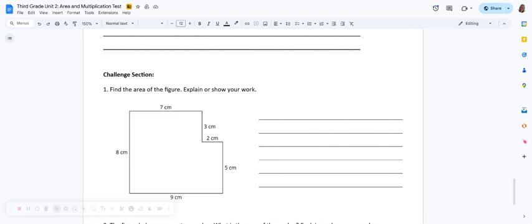Before you turn in your paper, make sure you've answered every question and have done your best work, and make sure your name and number is on that paper.